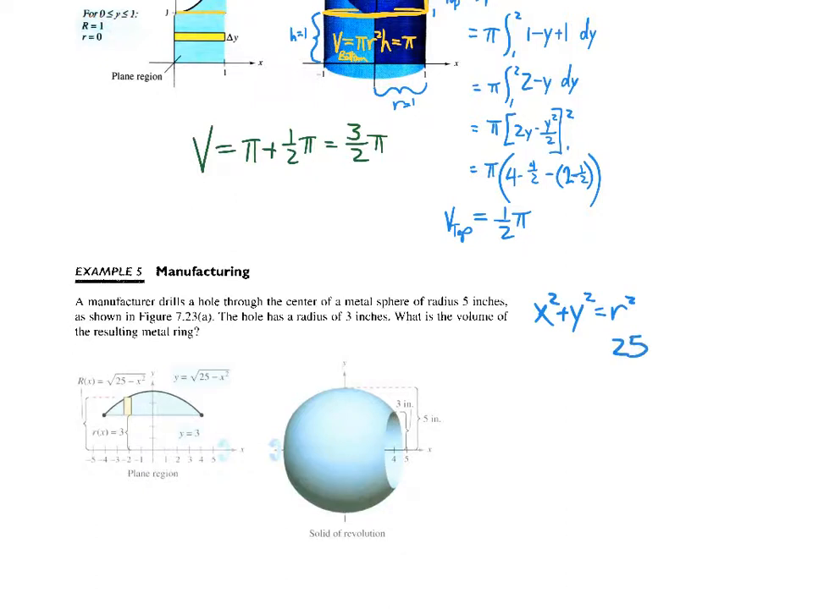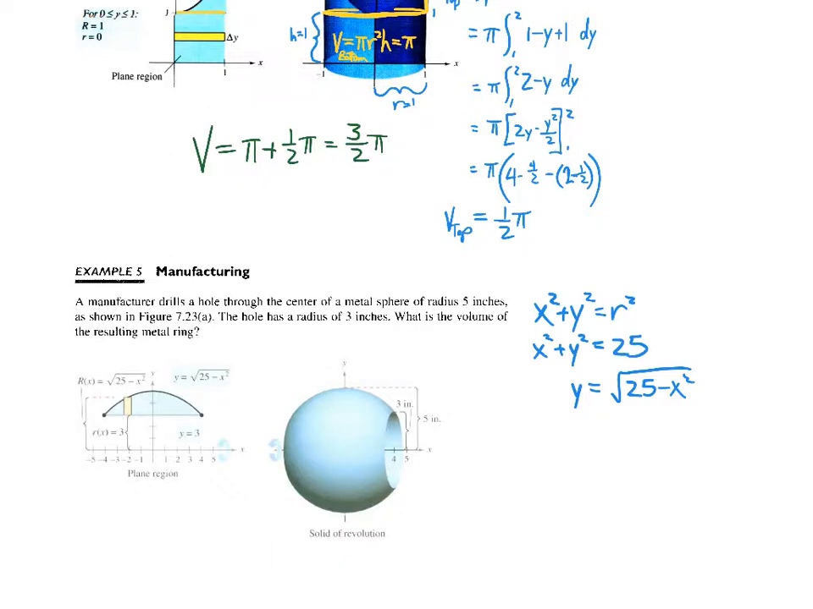Okay? Now, I'm doing this because you're not always going to be given this diagram over here on the left. If x squared plus y squared equals 25, I need a function to work with here. So I'm going to solve this for y, and that's going to be y equals the square root of 25 minus x squared. I don't need to worry about plus or minus, because when I spin it around the x-axis, I'll get both of them anyways.